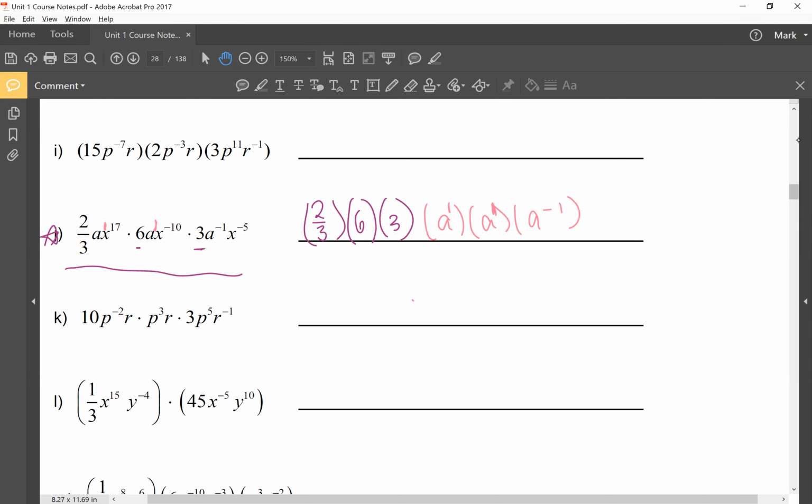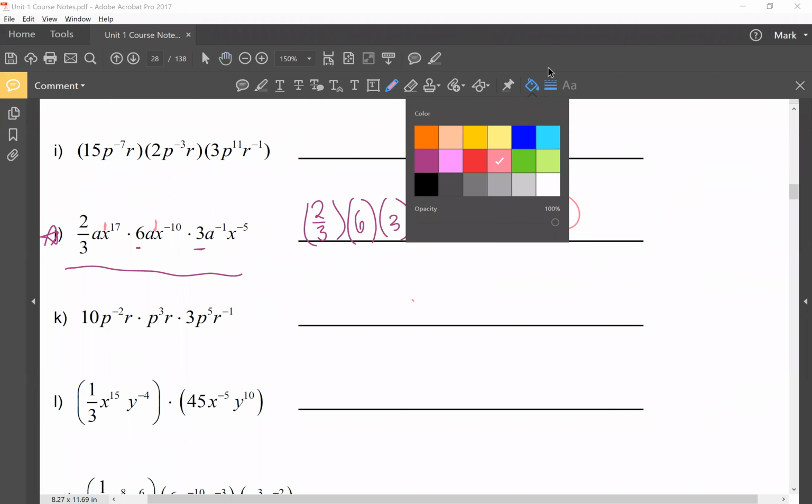All right, what? Oh, that's pink. That's not red. Sorry about that. Nothing wrong with pink. Doesn't show up very well, though.